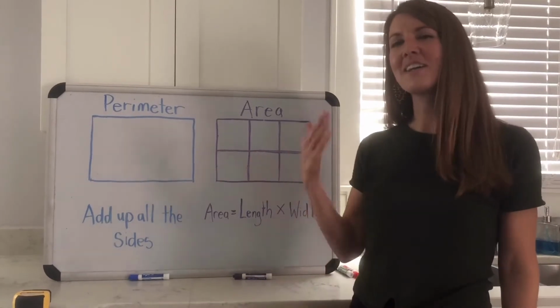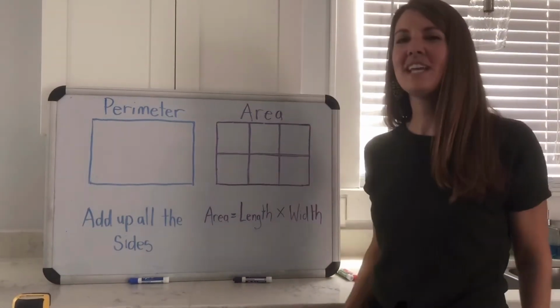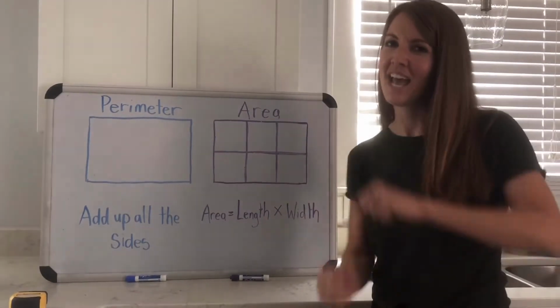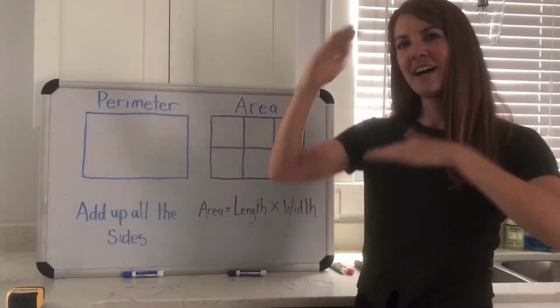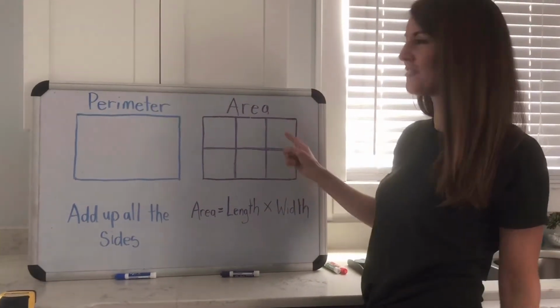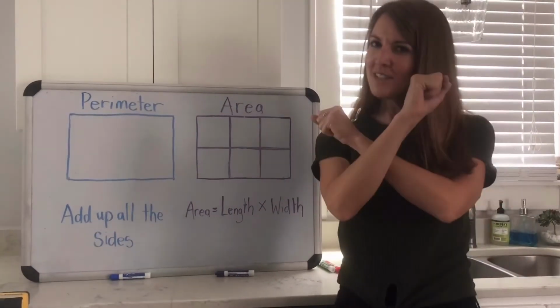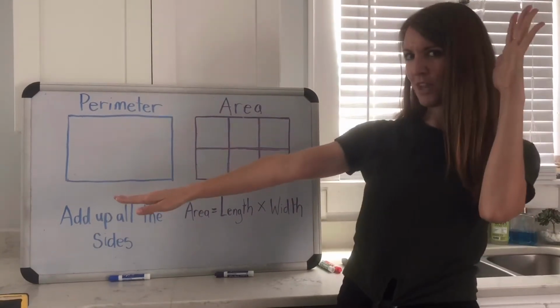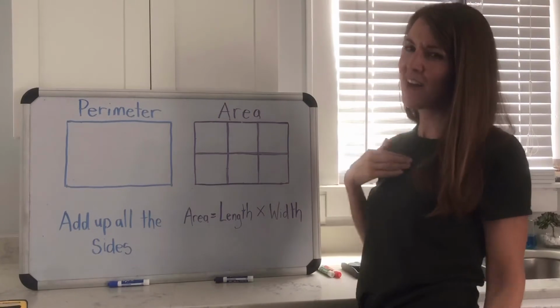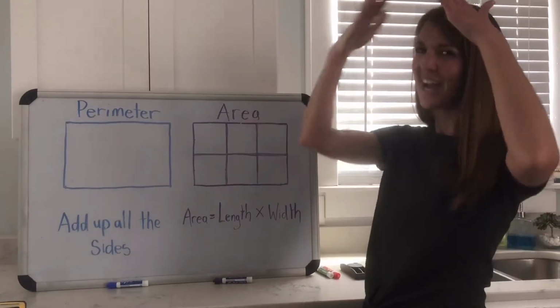Welcome to my house, we can find perimeter, take a walk outside and add up all the sides. Welcome to my house, now let's find the area, multiply the length times width, we don't have to go out. Welcome to my house, welcome to my house.